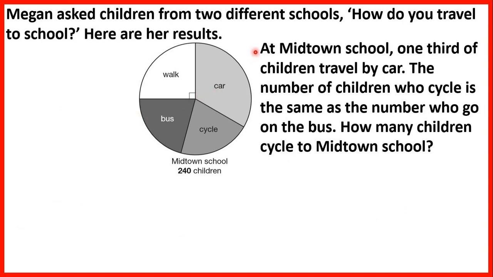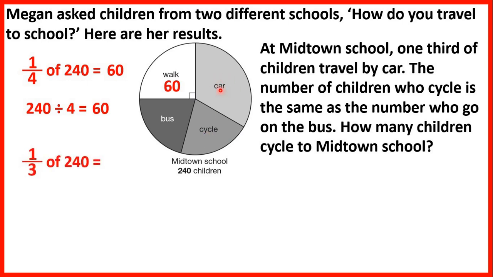Now, at Midtown School, 1/3 of children travel by car. The number of children who cycle is the same as the number who go on the bus. How many children cycle to Midtown School? So we know that 60 children walk to school. We found that in the first part of the question because 1/4 of 240 is 60. Now we need to know how many cycle. We know that 1/3 travel by car. So if we work out 1/3 of 240, we can divide 240 by 3, and that gives us 80, because 24 divided by 3 is 8.